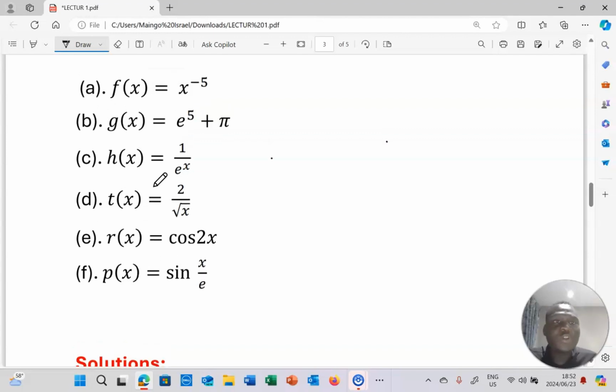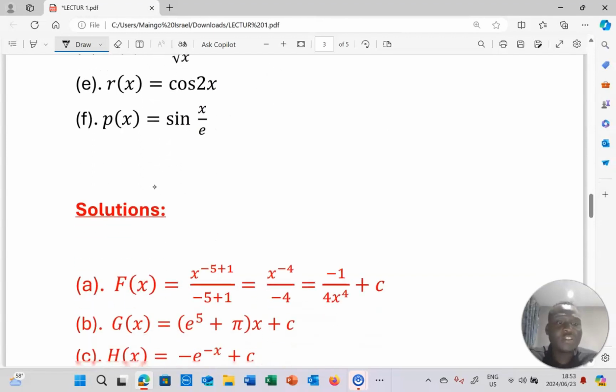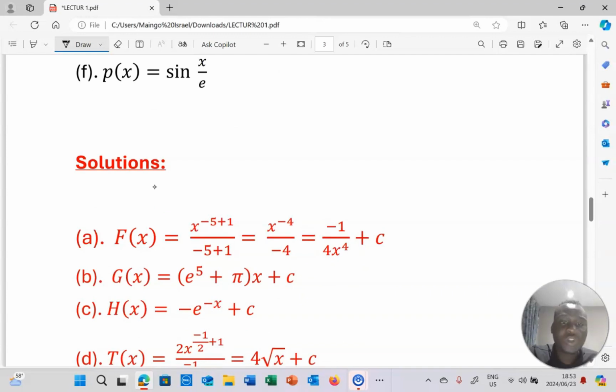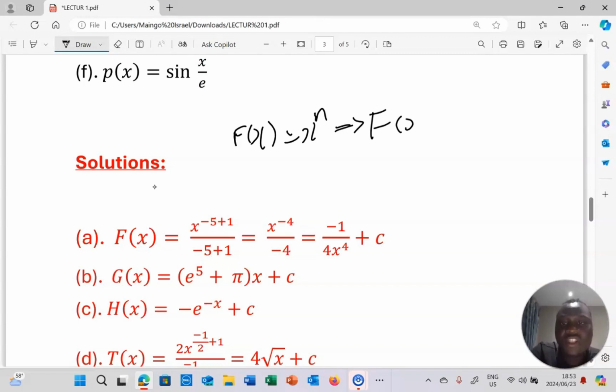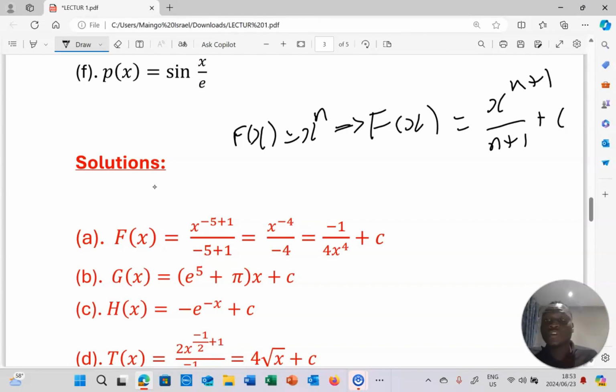So how do we go through this? You know that this first one, we're making use of the first rule in the table. If we have f of x equals x to the power n, its antiderivative will be x to the power n plus 1 over n plus 1, plus c.